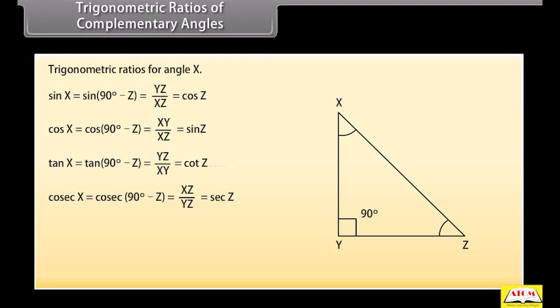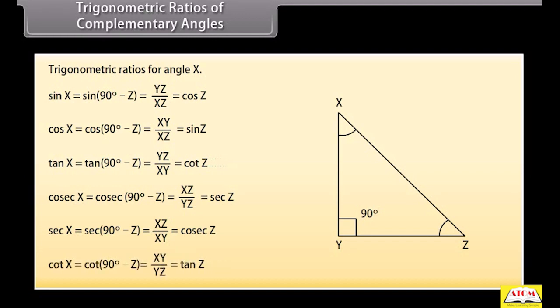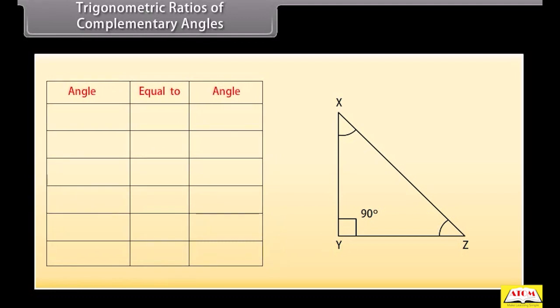Cosec X is equal to cosec 90 degree minus Z equals XZ upon YZ equals sec Z. Sec X is equal to sec 90 degree minus Z equals XZ upon XY equals cosec Z. Cot X is equal to cot 90 degree minus Z equals XY upon YZ equals tan Z. Let us first compile our observation and then use it to solve questions.